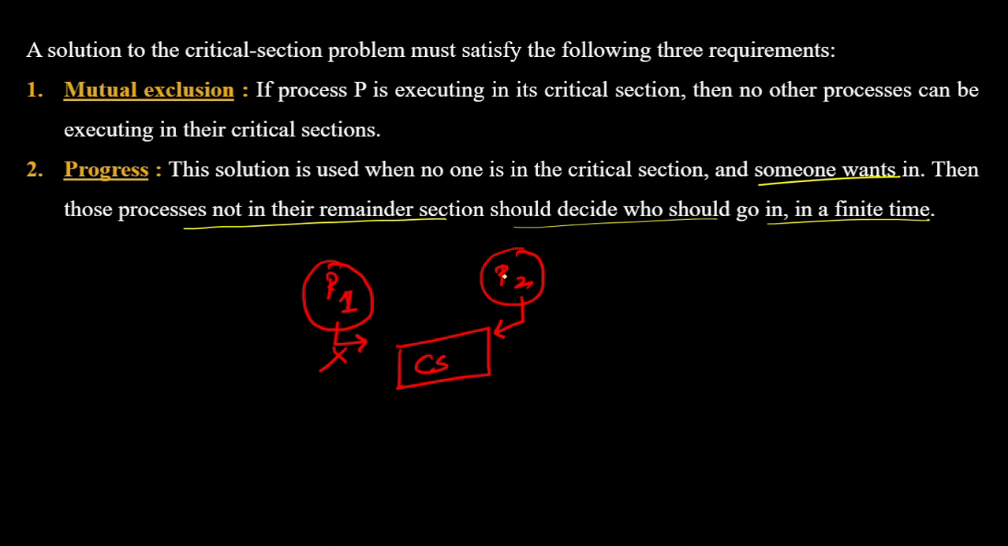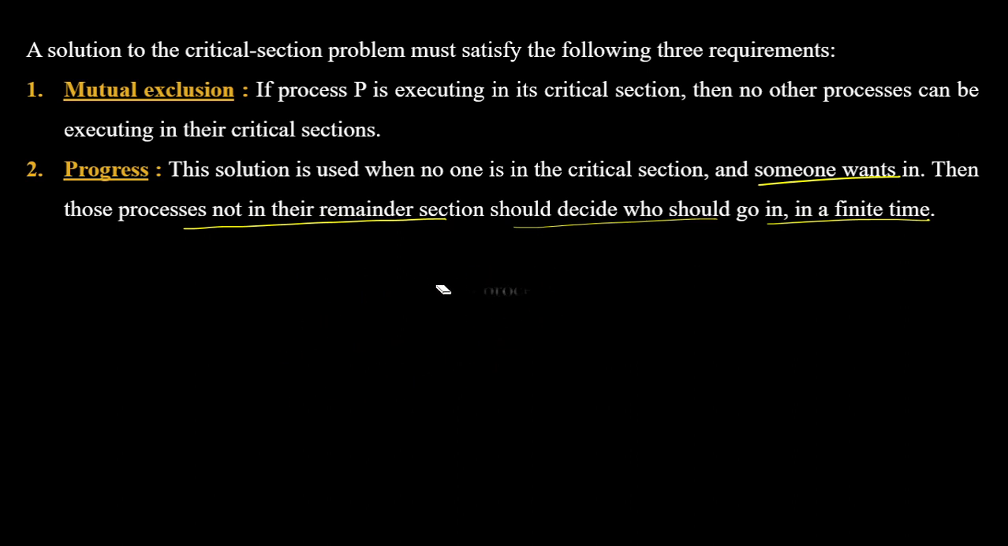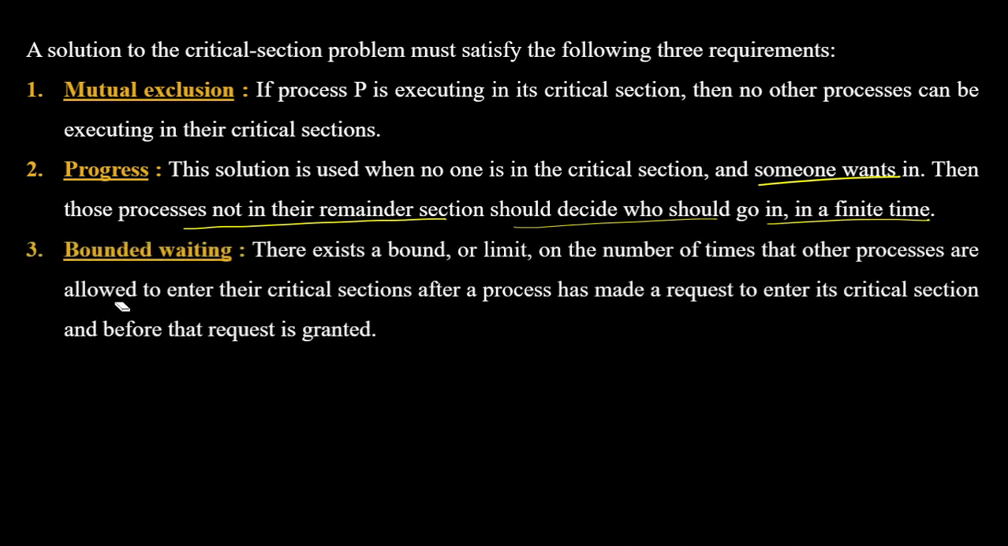So basically what I have told you is a simple thing: if P1 is not entering the critical section, it should not stop any other process from entering the critical section. So that is your progress. Third part is bounded waiting. Every process has a certain limit or bound to wait for the number of times it should enter the critical section. So there should be a limited number of times for any process to enter into the critical section.